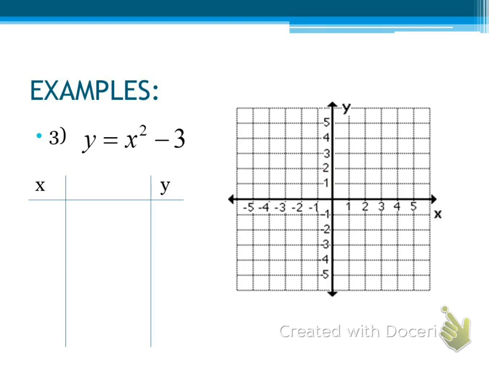All right, on number 3, we'll talk about our opens up, down real quick. And then I want you to start filling in the table on your own before we go through it together. So, which way is this one going to open? Good, it opens up. Our leading coefficient is a positive 1. So it opens up, which means it's going to have what kind of value? A minimum value.